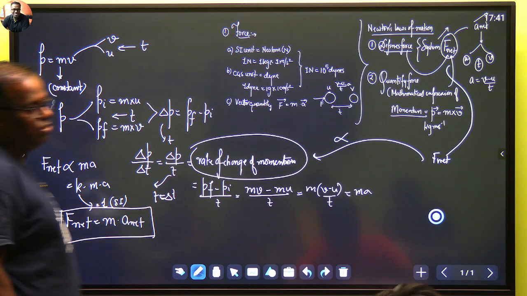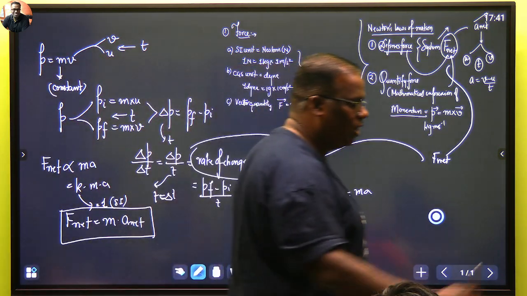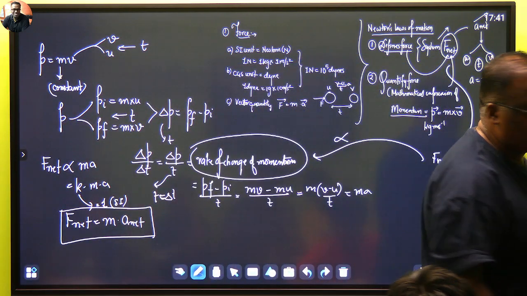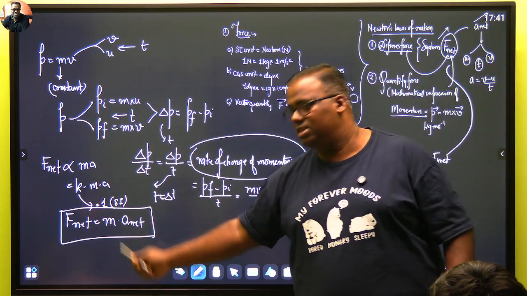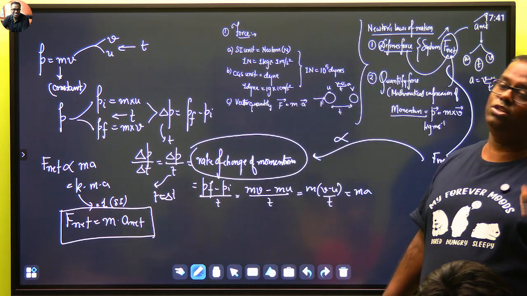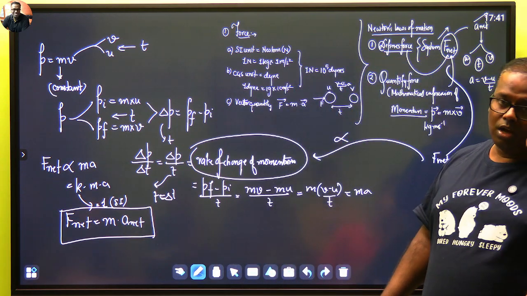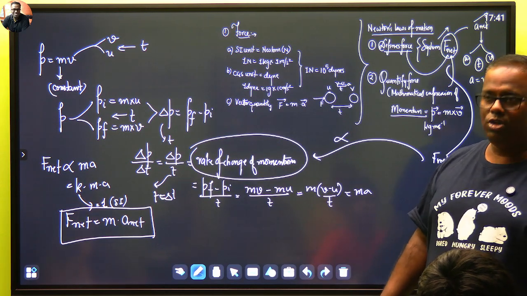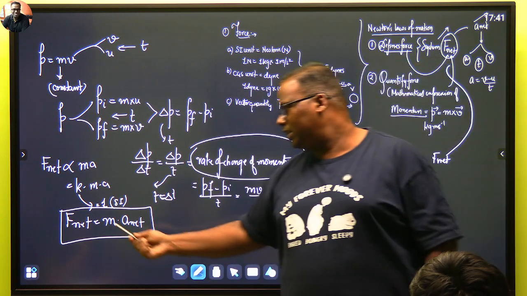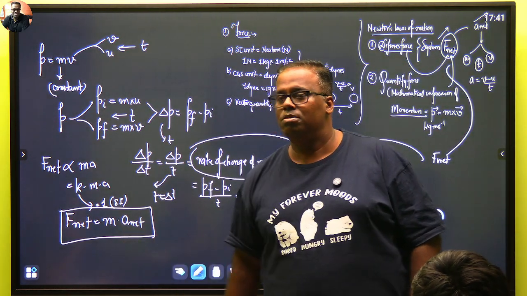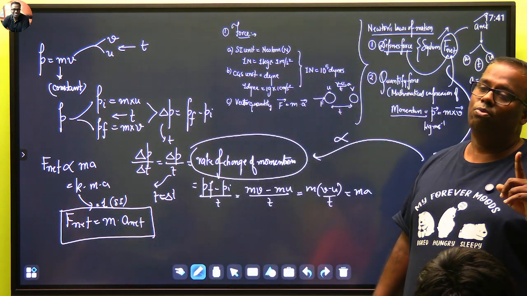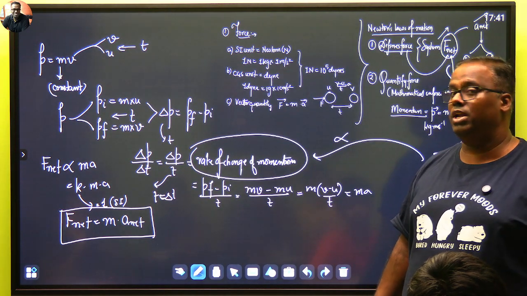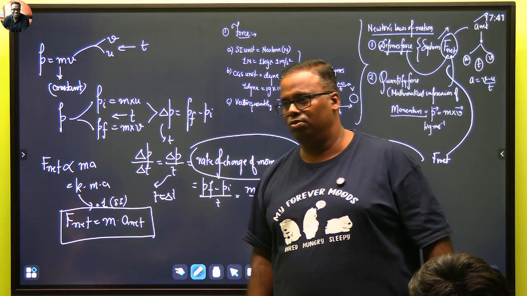यहीं से force का definition आता है. What is 1 Newton? 1 Newton force when acting on a body of 1 kg produces an acceleration of 1 meters per second square along the direction of force. The definition of force comes from here. What is 1 dyne? 1 dyne when acting on a body of mass 1 gram produces an acceleration of 1 centimeter per second square in the body along the direction of force.